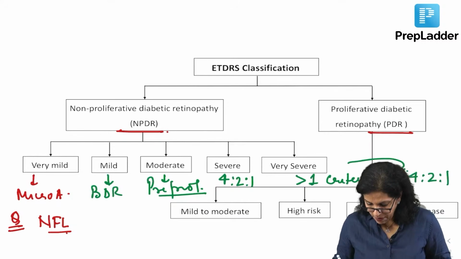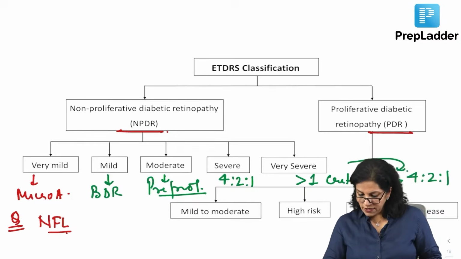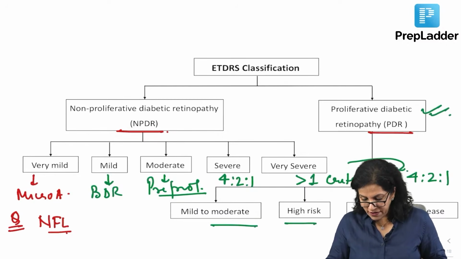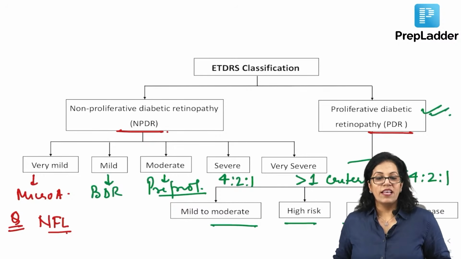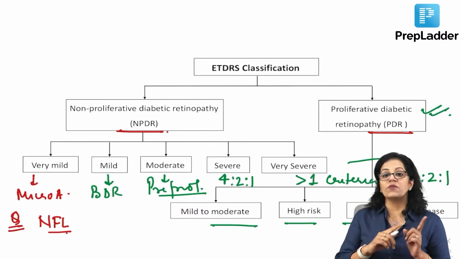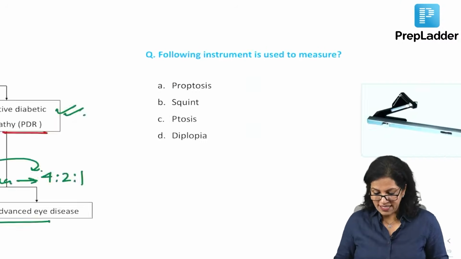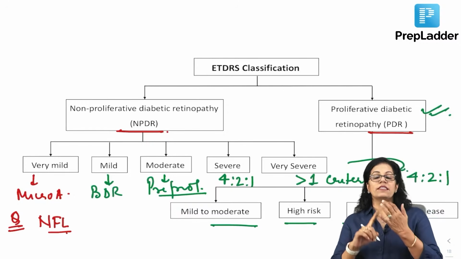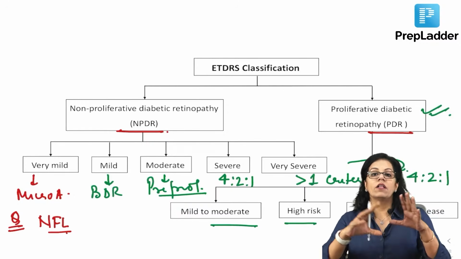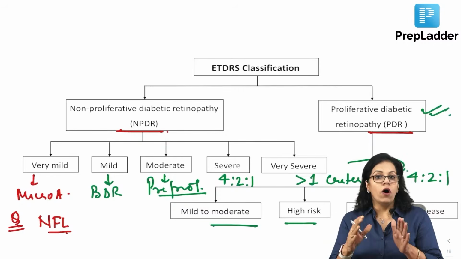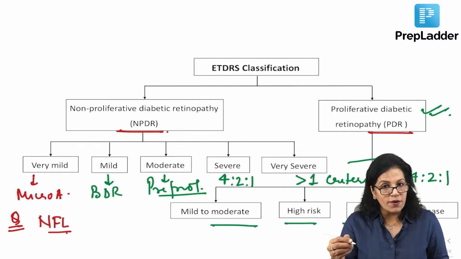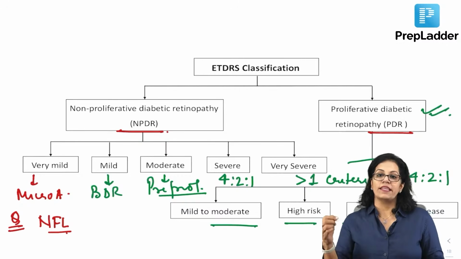All of you, do you all remember what is 4? And of course, then we talk about here PDR, proliferative, which can be mild to moderate, high risk or advanced eye disease. Now, what is the question asked? 4:2:1 rule. Everybody revise with me. What was that? I'll write here. 4 means either hemorrhages and microaneurysms in all the 4 quadrants, or what is 2? Looping of capillaries in any 2 quadrants, and 1 is IRMA in any 1 quadrant.